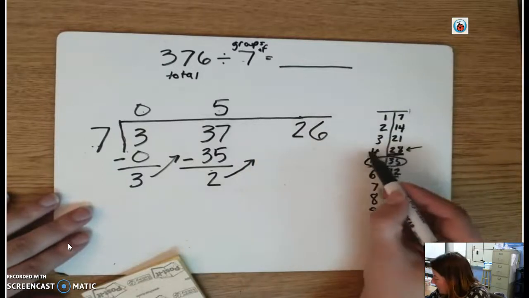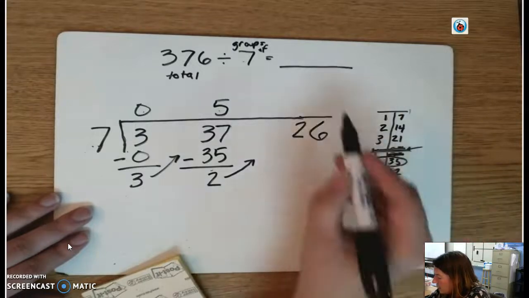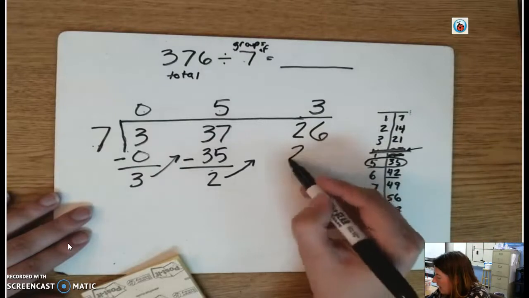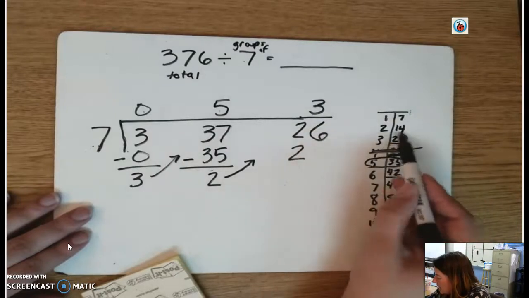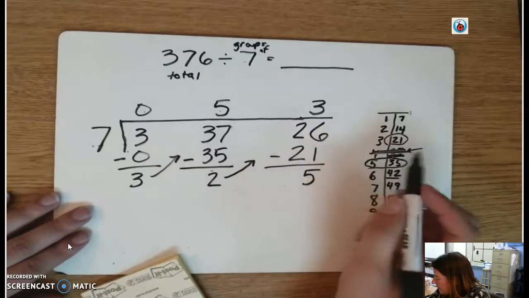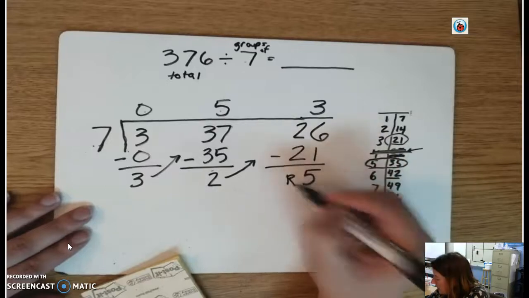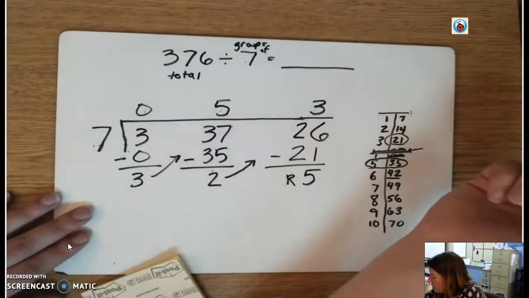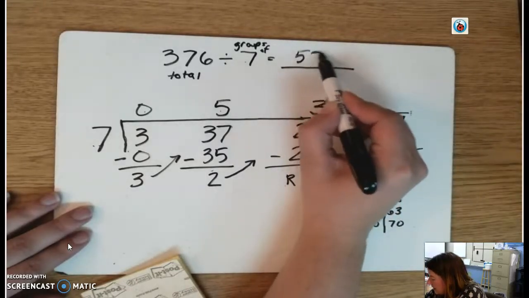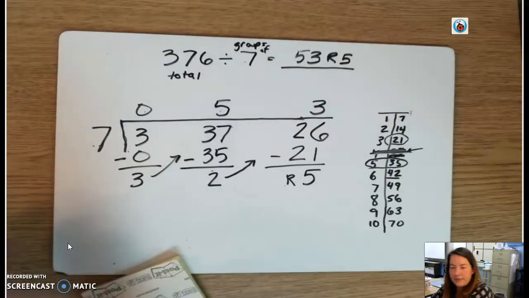So I know I can't make a group of 4, but I can make 3 groups of 7. So if I make 3 groups of 7, how many pieces would I have left over? I would subtract my 21 and realize that I have 5 left over. Now there's nothing left for me to drag this to, so I know this is our remainder. So 376 divided by 7 is 53, remainder 5.